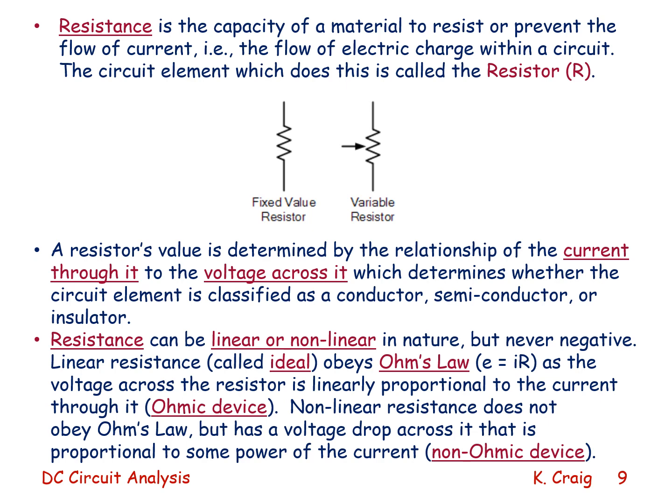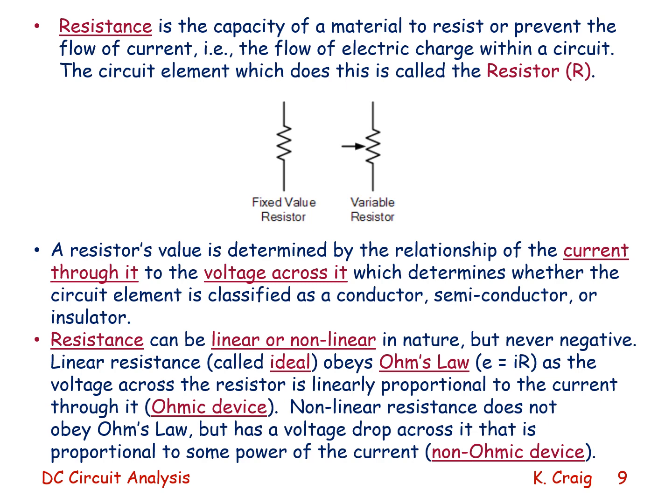Resistance is the capacity of a material to resist or prevent the flow of current, that is, the flow of electric charge within a circuit. The circuit element which does this is called the resistor, symbol R. Here we see the symbol for a fixed value resistor and the symbol for a variable resistor. A resistor's value is determined by the relationship of the current through it to the voltage across it, which determines whether the circuit element is classified as a conductor, semiconductor, or insulator.